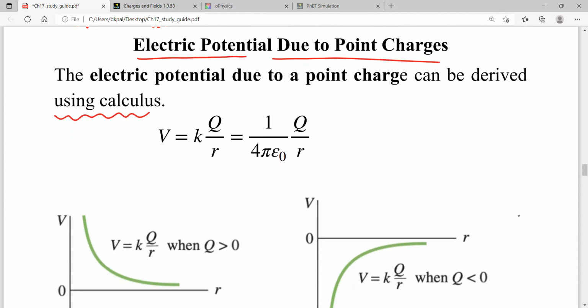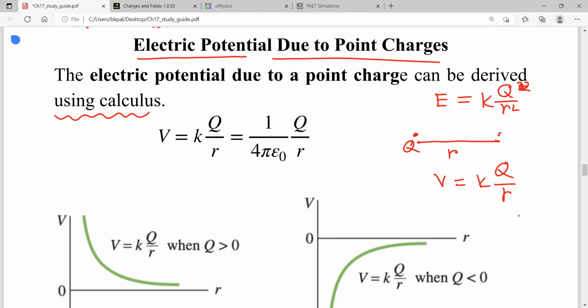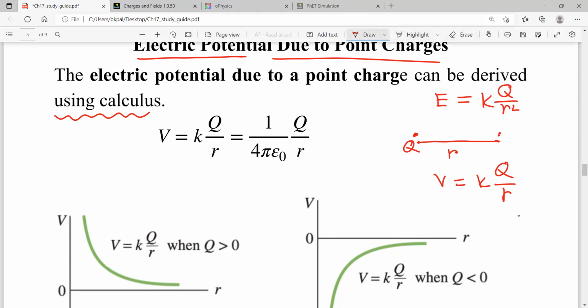So for a point charge, let's say we have a point charge here, and let's say it is Q, and at this point, which is a distance r, the potential at this point is equal to k q over r. You see it is very similar to the electric field. For electric field, it was k q over r square. For potential it is just r.